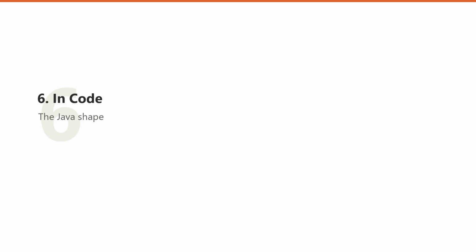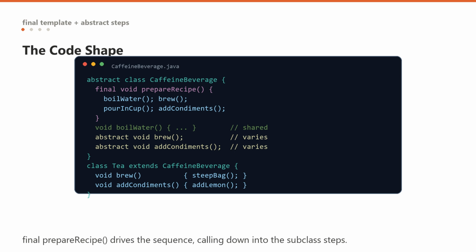Concept 6. What it looks like in code. Here's the shape in Java. An abstract base class defines a final method, prepare recipe, that calls the steps in order. It provides concrete methods for the shared steps and declares the varying steps as abstract methods. Then each subclass extends it and implements only the abstract methods.